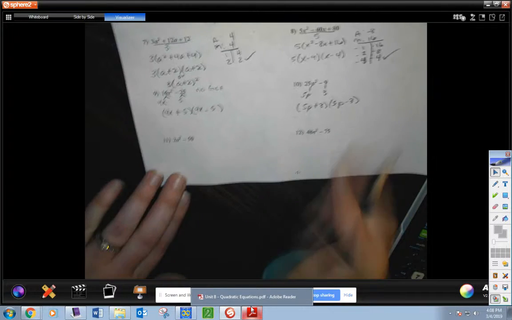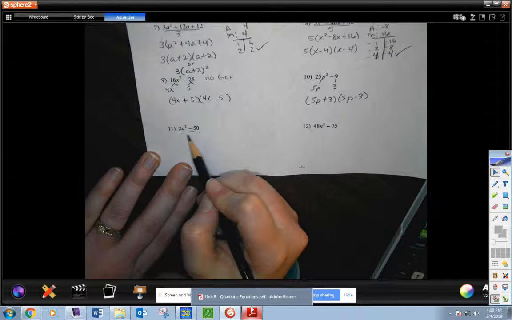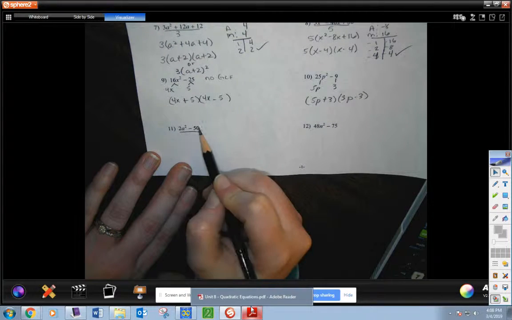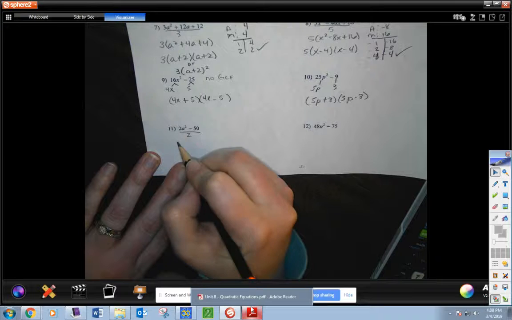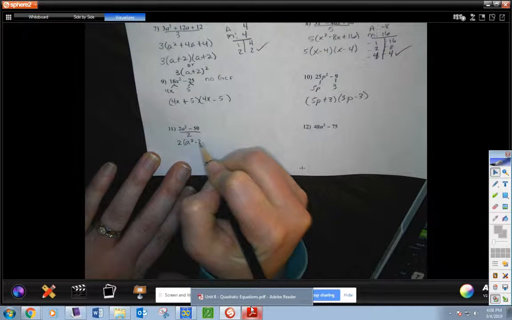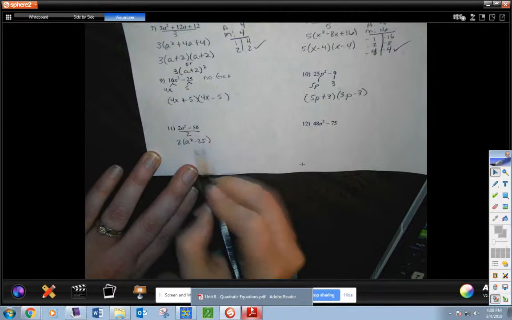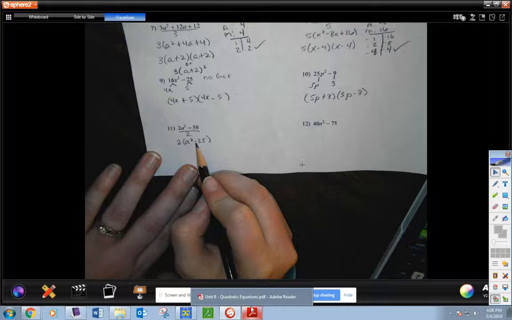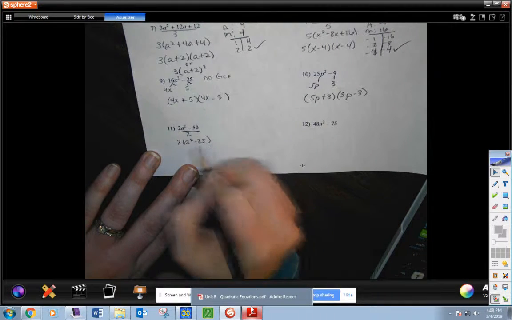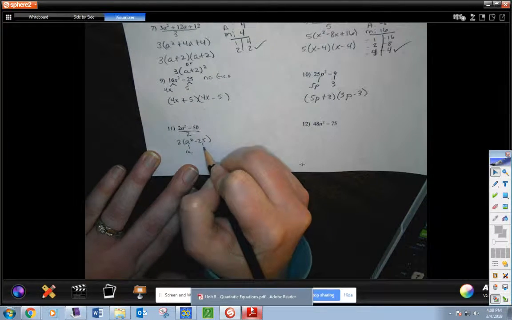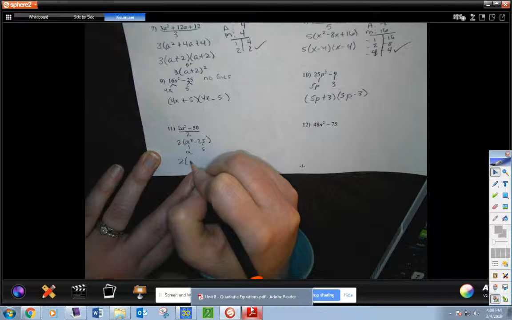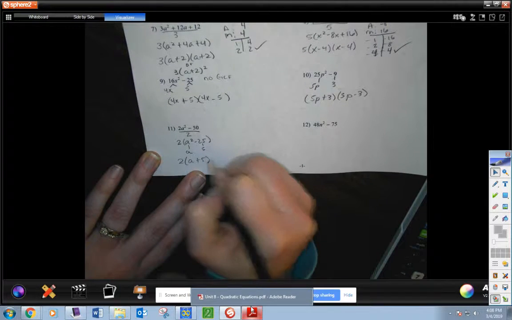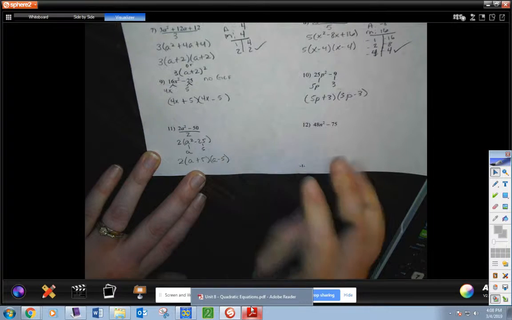Okay, for number 11, I do have a GCF this time. I'm going to start with 2, which is my smallest number, and I can take out a 2. When I take out 2, I have a squared minus 25. Now, for this piece, I got to see if it's a difference of squares or if I'm done. And this is a difference of squares, so that splits to a and that splits to 5. So I'm going to have 2 times a plus 5 times a minus 5.